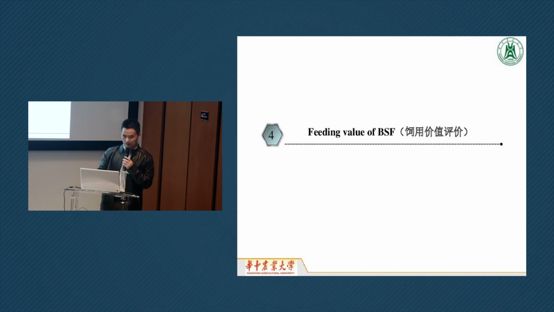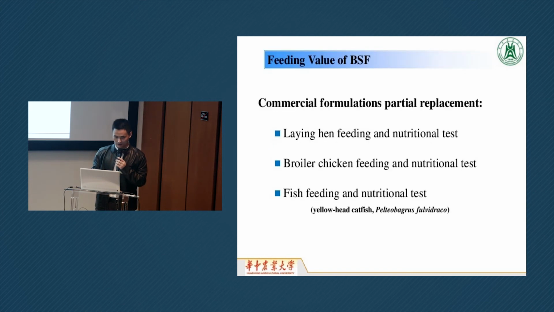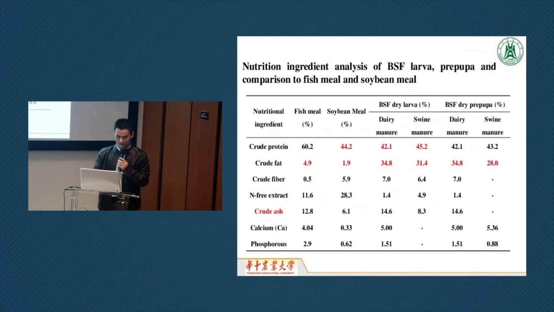The first part is about the feeding values. I think there will be more speakers going to talk about it, but I'm going to give you a brief introduction. What we did in China is we tested several different animals in the laboratory, and we had some companies help us run the tests. First, laying hens, broiler chicken, and fish.